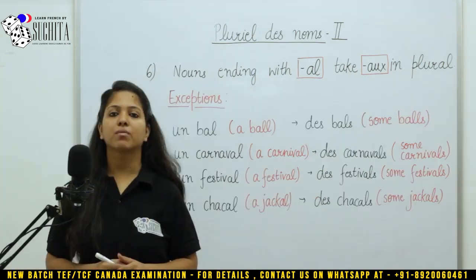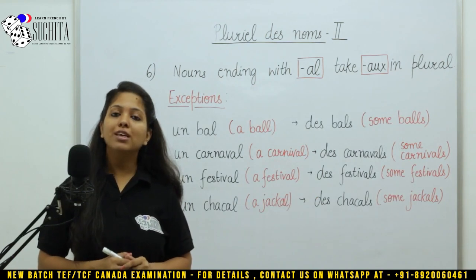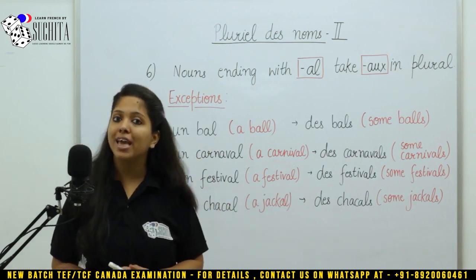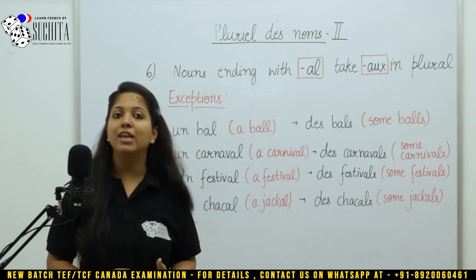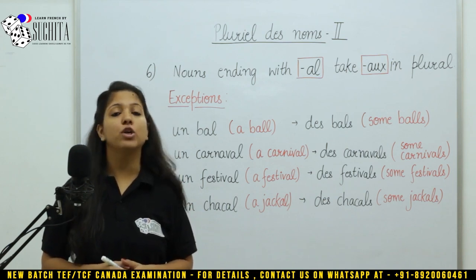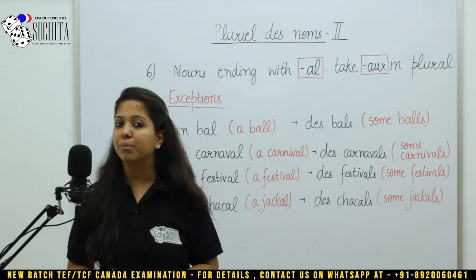Now here I have written few exceptions in front of you. All the nouns which are there on the left hand side, they all are again ending with AL. So the initial rule was if the noun ends with AL, you put AUX to make them plural. But since these are exceptions, you will not put AUX to make them plural. You will simply put an S to make them plural.